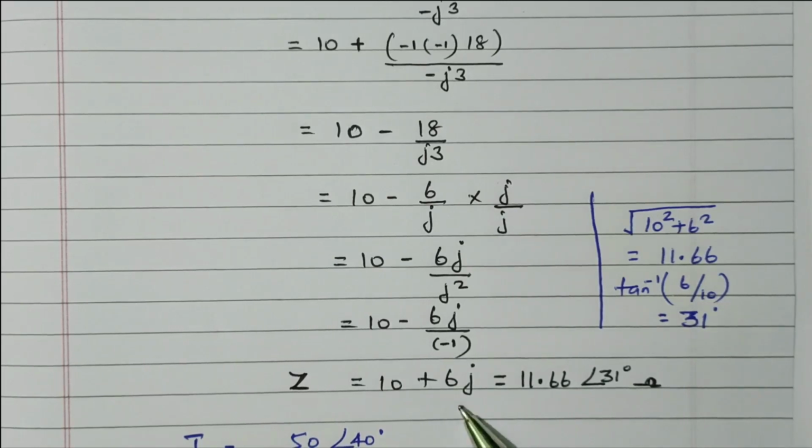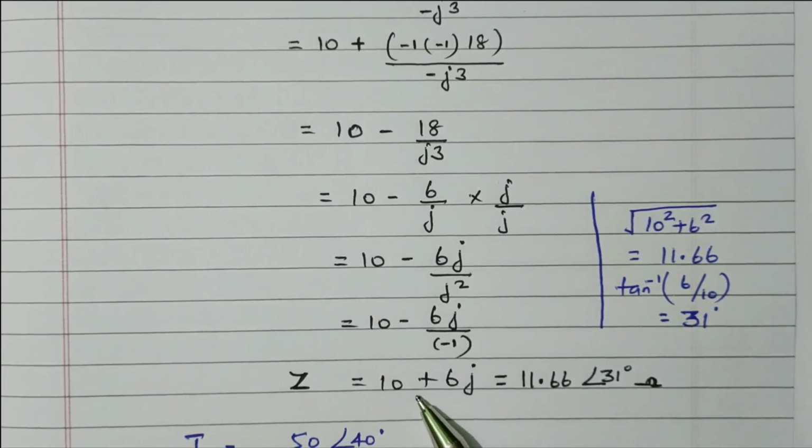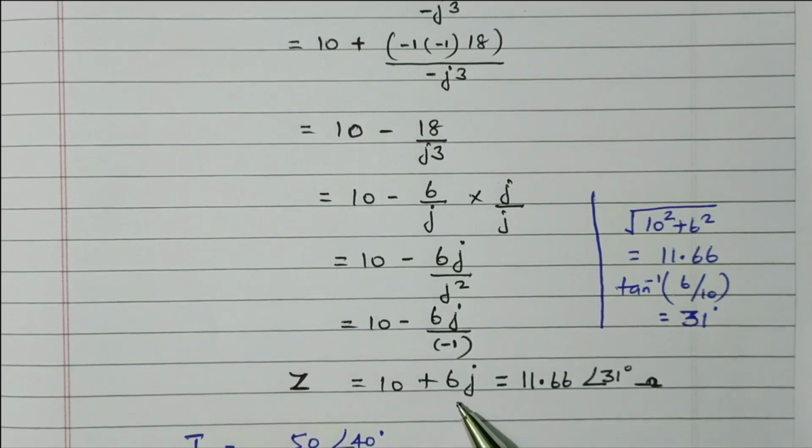This is in rectangular form. It has to be converted into polar form. For division and multiplication we need polar form. For addition and subtraction we can use the rectangular form. How to convert rectangular to polar? This is magnitude and this is angle.